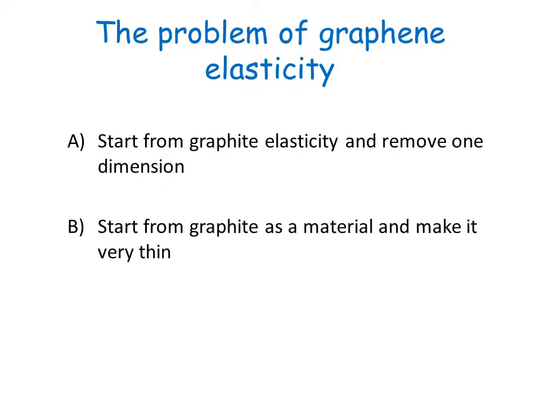We will concentrate particularly on the elastic properties of graphene and consider two different approaches to tackle the problem. The first method will consist of starting from the elastic properties of graphite, the 3D structure obtained by stacking graphene layers, and removing one dimension. In the second technique, we will again consider graphite, but this time we will make it as thin as possible.